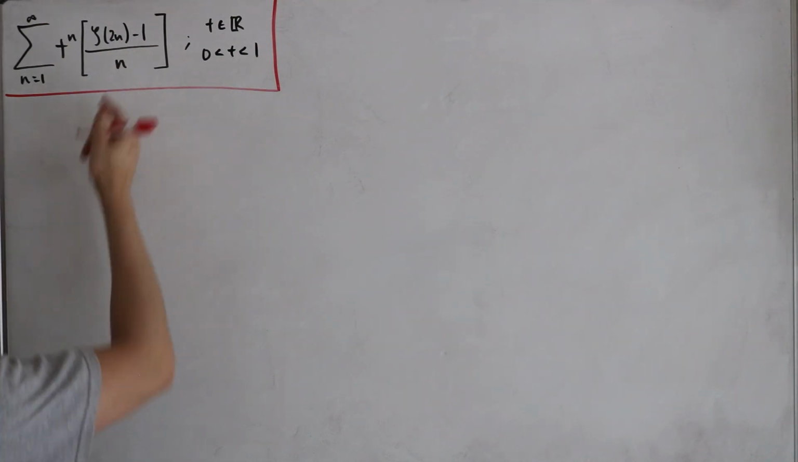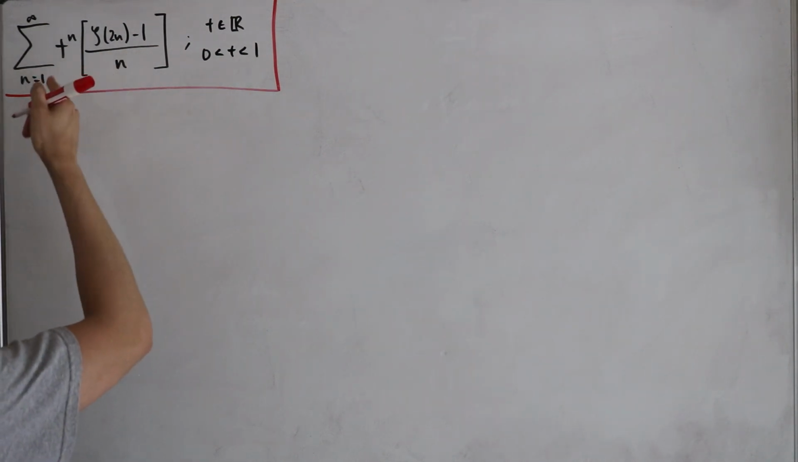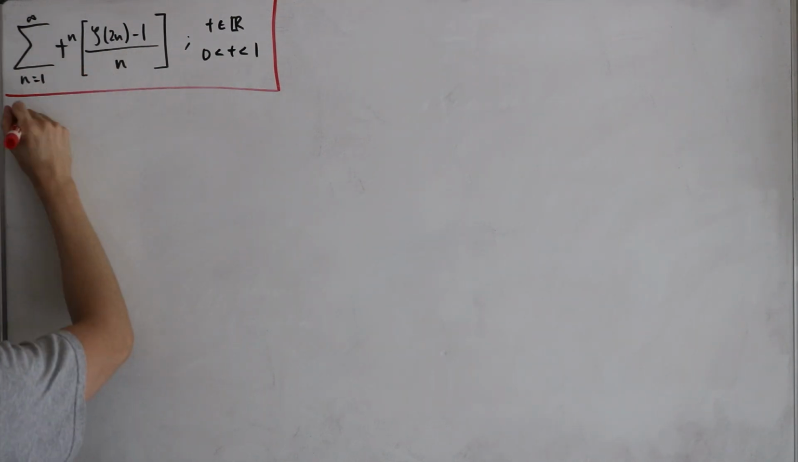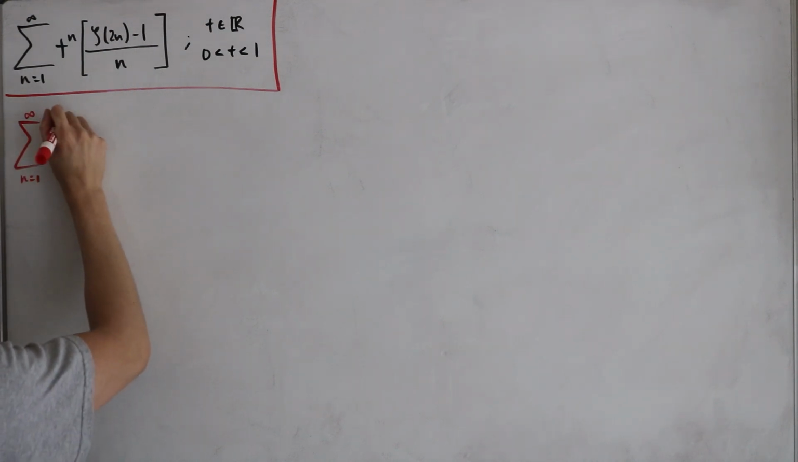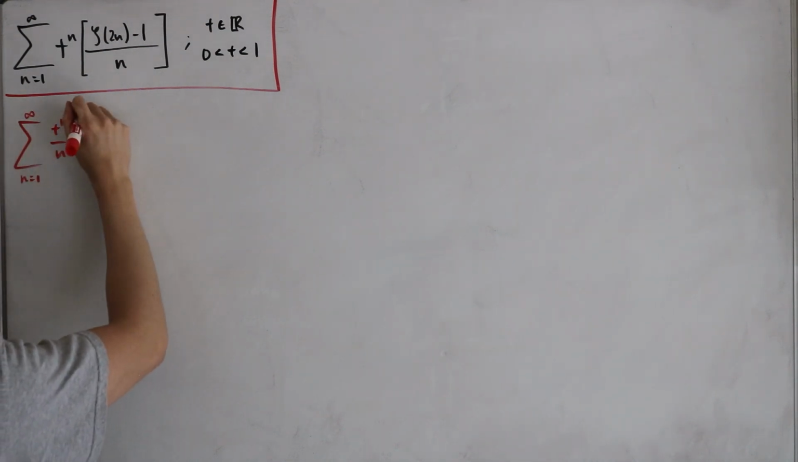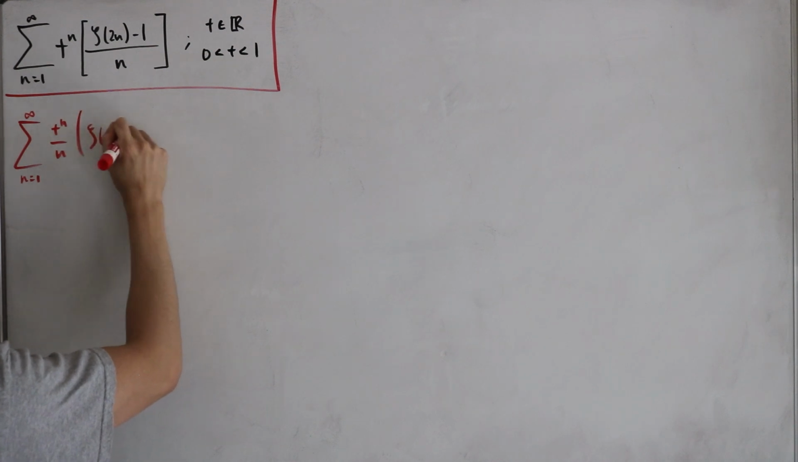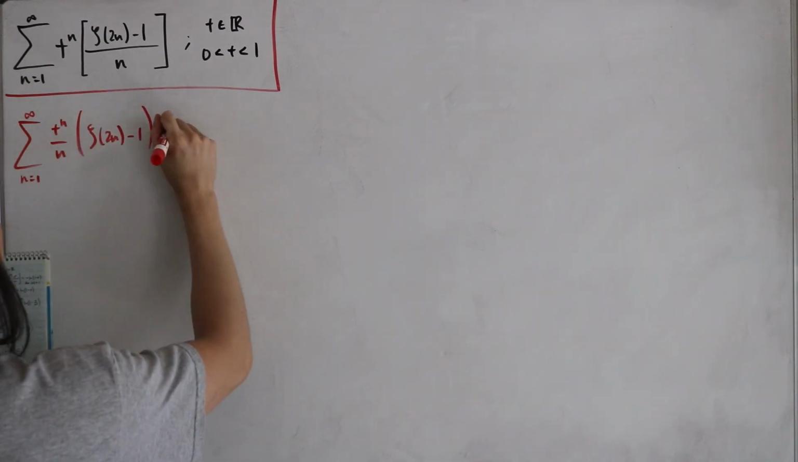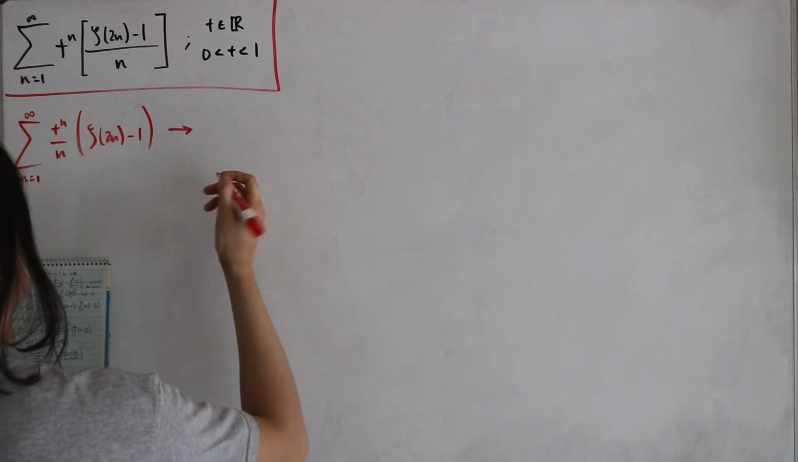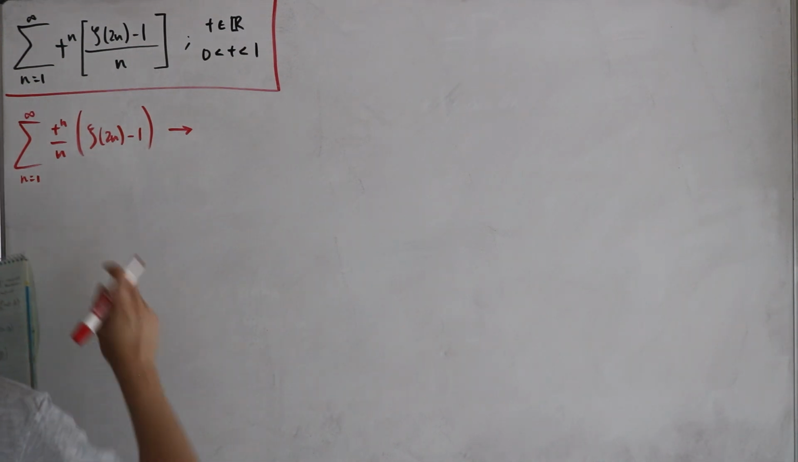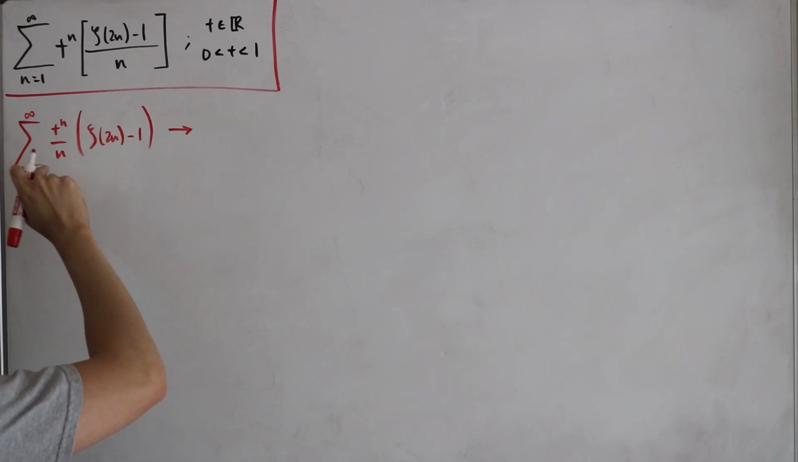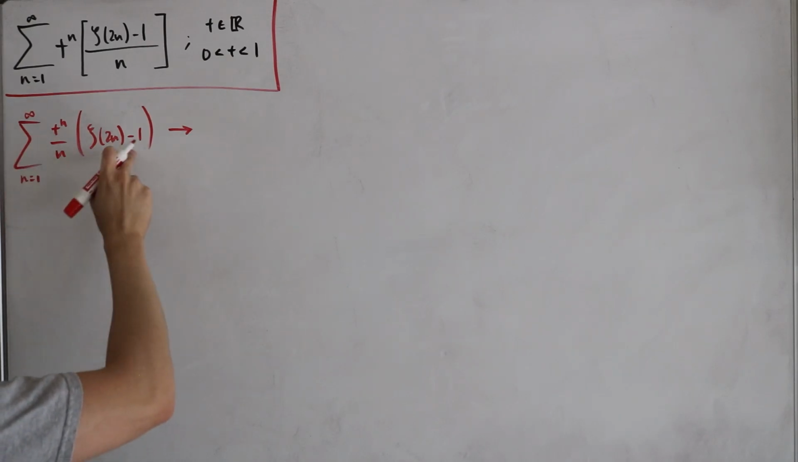So what I can do first is take that n and take it outside, so it'll be associated with the t to the power n. Then I have the infinite sum n equals 1 of t to the power n divided by n, and then the Riemann Zeta at 2n minus 1. Then what I can do next is, as mentioned, utilize its infinite sum representation for the Riemann Zeta function, and I'll distribute our infinite sum into the 1 as well.